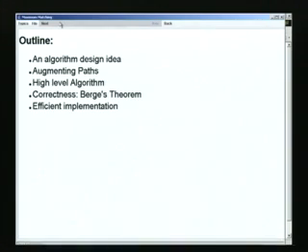Here is the outline of my lecture. I am going to begin with an algorithm design idea, and we will see a few more ideas and refine them. Then we will come to the notion of augmenting paths. This turns out to be a very important concept in this whole matching area. Understanding augmenting paths will lead us to a reasonably clean, simple, high level algorithm. Its correctness depends upon something called Berge's theorem. So, we will state and prove that theorem next, and then finally, we will talk about how to efficiently implement this algorithm, and we will estimate its time.